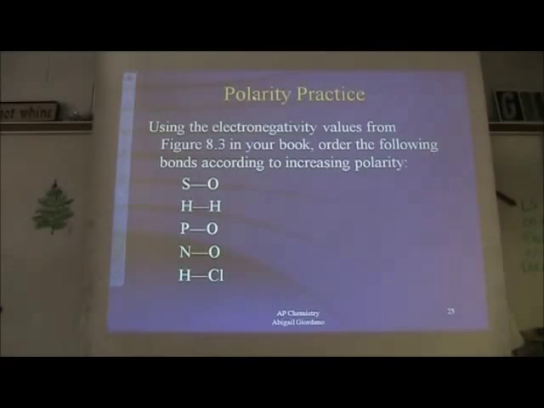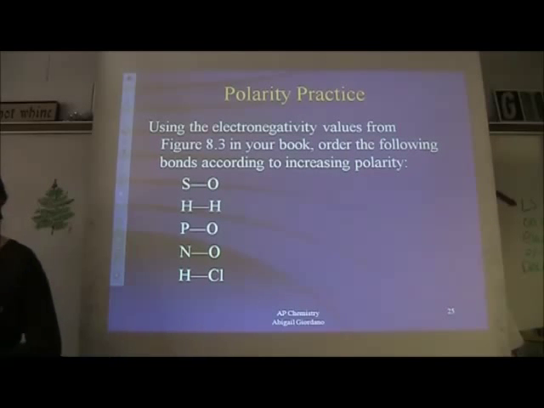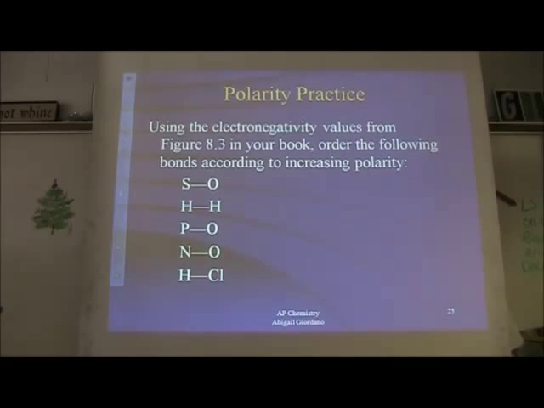So, what I would like for you to do, using that table in your book, I have given you five bonds here. I want you to put them in order from least polar to most polar. Go.